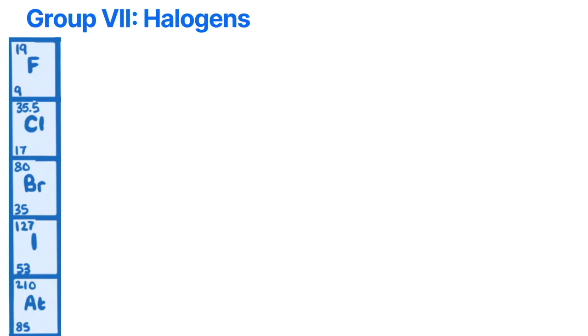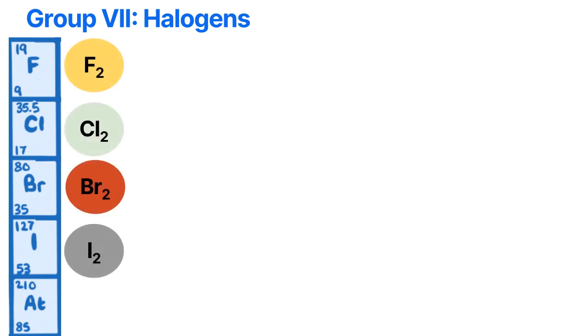At room temperature, halogens appear differently. Fluorine is a pale yellow gas. Chlorine is a pale yellow-green gas. Bromine is a red-brown liquid. And iodine is a grey-black solid.